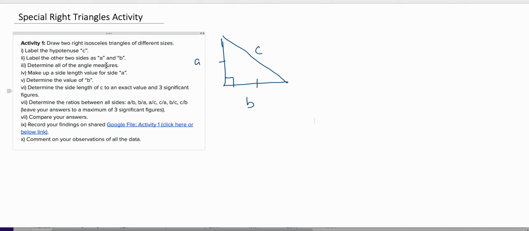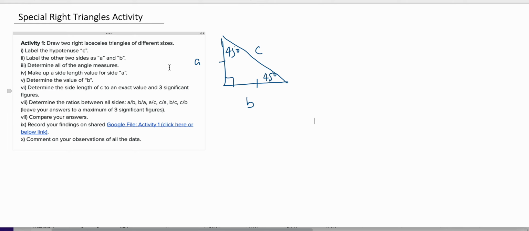And it says determine all of the angle measures. Well, we know that this one has to be 90 degrees. The whole triangle sums to 180 degrees, all three angles. That means these two have to sum to 90. They will be the same because of the base angle theorem, so these opposite sides or angles must be the same. So it would be 45 degrees.